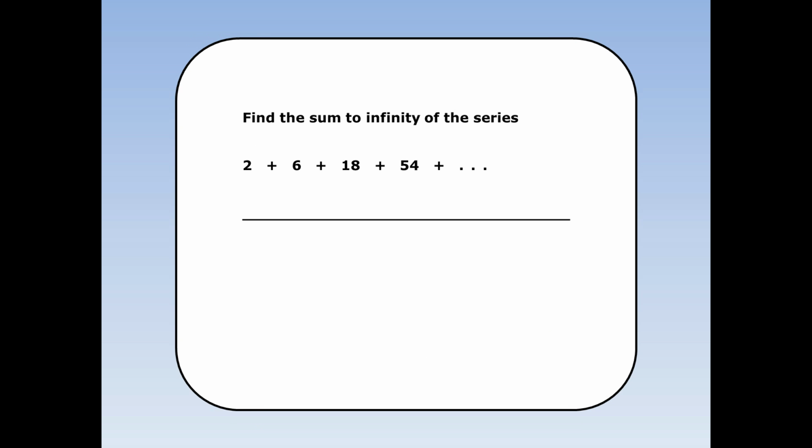Find the sum to infinity of the series 2 plus 6 plus 18 plus 54. For this series, a is 2 and the common ratio is 3. So this series is not convergent because r is not between minus 1 and plus 1. So there is no sum to infinity.